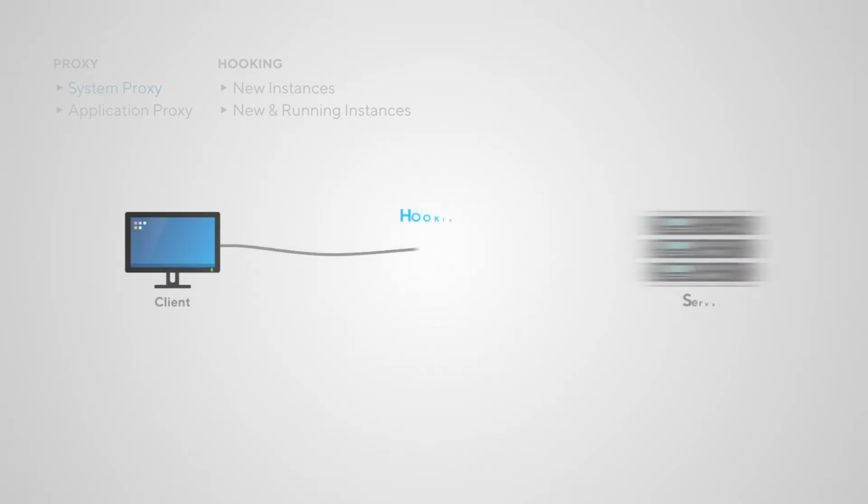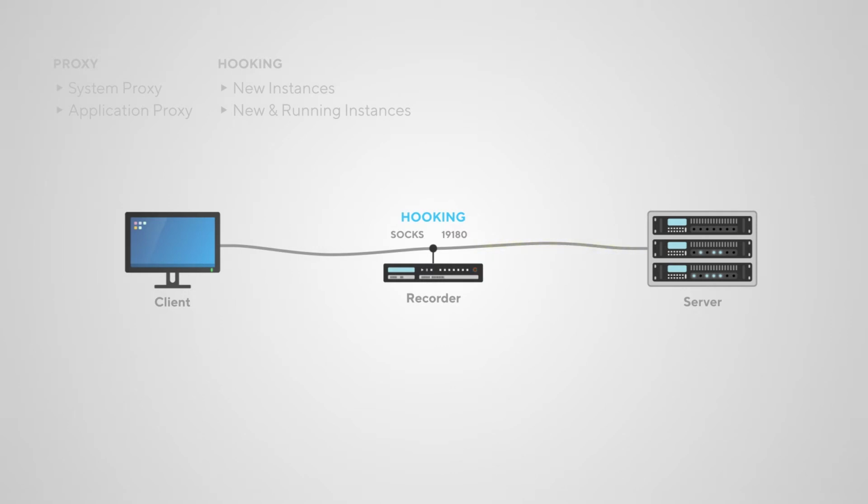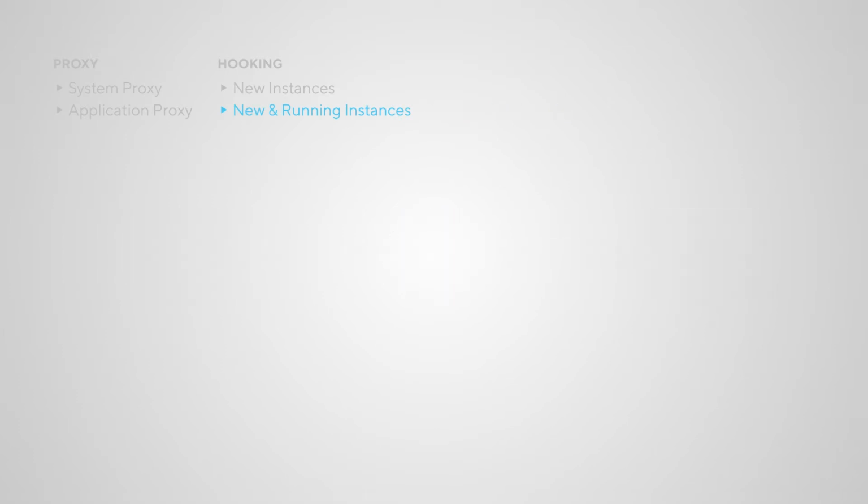Now back to the hooking approach. We can configure the recorder to hook and hence record only the new instances of an application. This is the overall default recording method. Or we can set the recorder to record new instances, but also instances that have already been running when we started the recorder. This method is also called the secure boot mode, because it is required for machines that use the secure boot feature. So these are the 4 methods Silk Performer provides to record traffic.